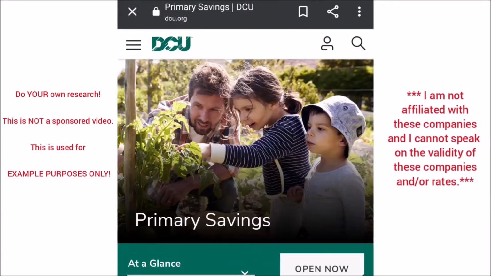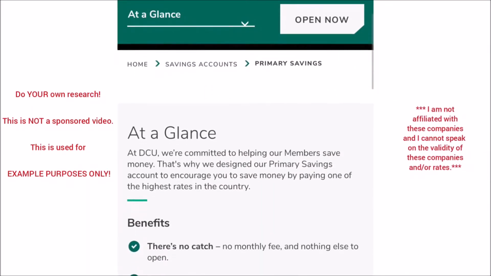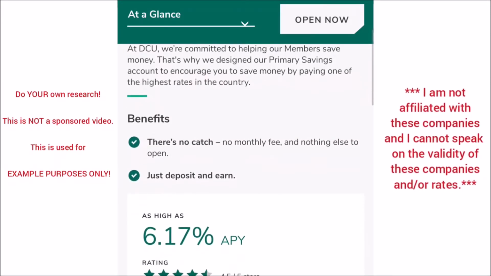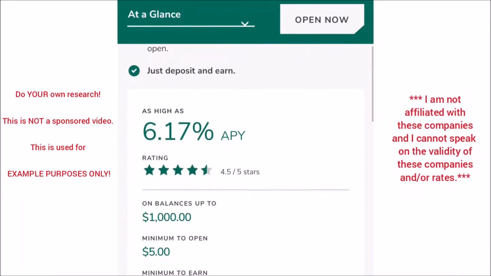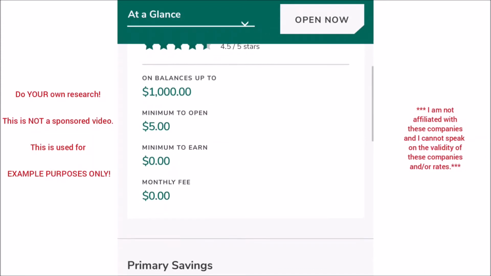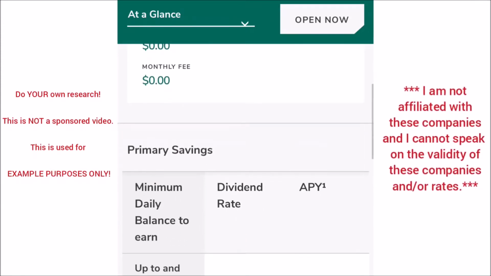I clicked on this particular account because I have to see what the stipulations are. It says there's no catch, no monthly fee, and nothing else to open, just deposit and earn. You can get as high as 6.17% APY, and that's on balances up to $1,000, with a minimum of $5 to open the account.